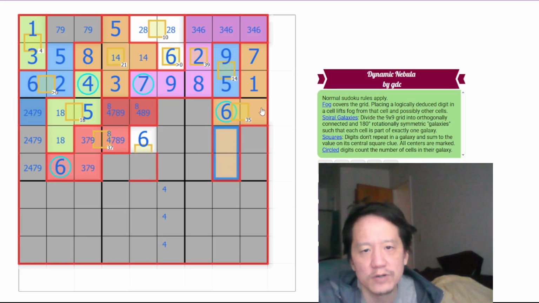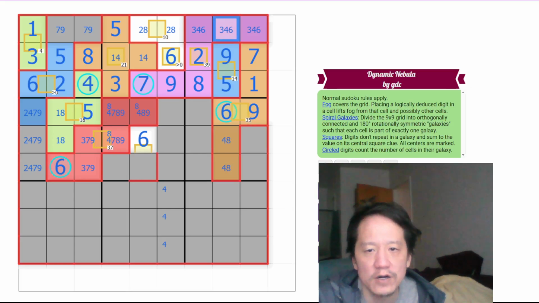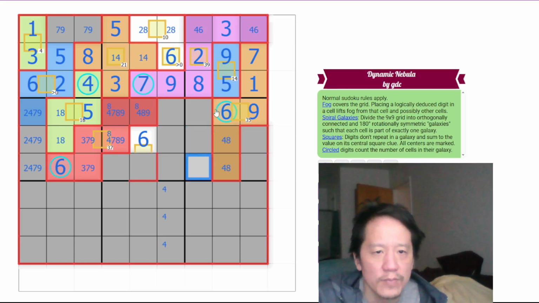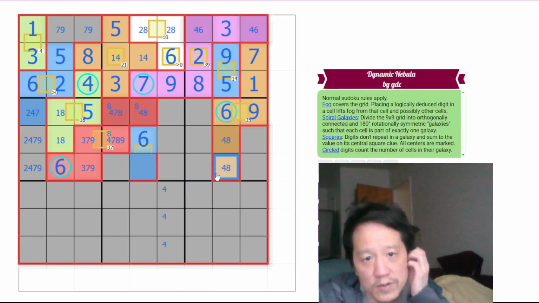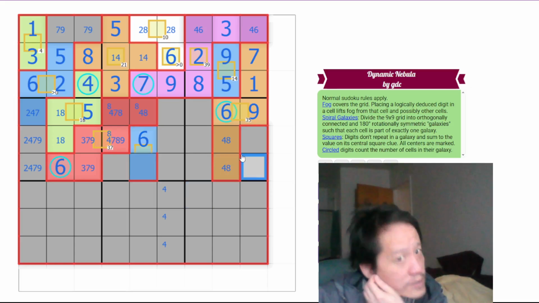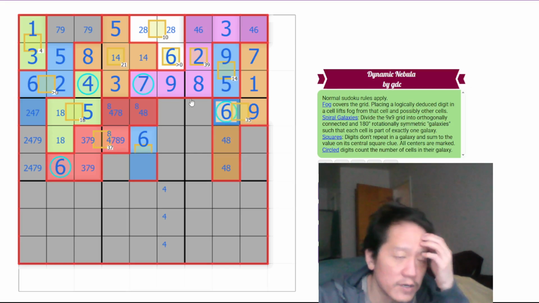9 cannot be here. Where is the 9? It has to be here. This is a 4, 8 pair, which eliminates 4 and 8 in the rest of the column. This can't be 4 or 6, so this must be 3, which eliminates 3 here and 3 here. This can't be 9. This can't be 9. This is a galaxy in itself. I guess we'll make it blue. We don't know about this. We haven't cleared out any space there.